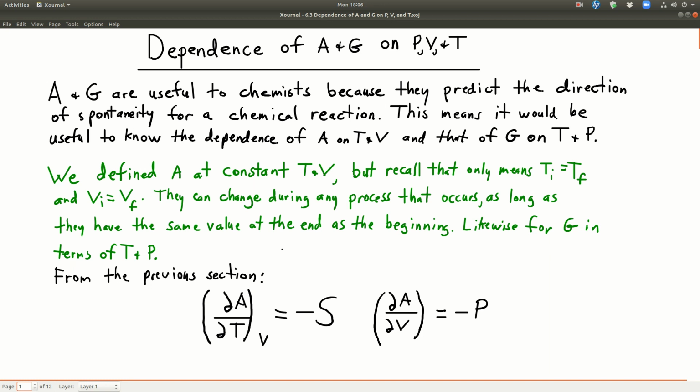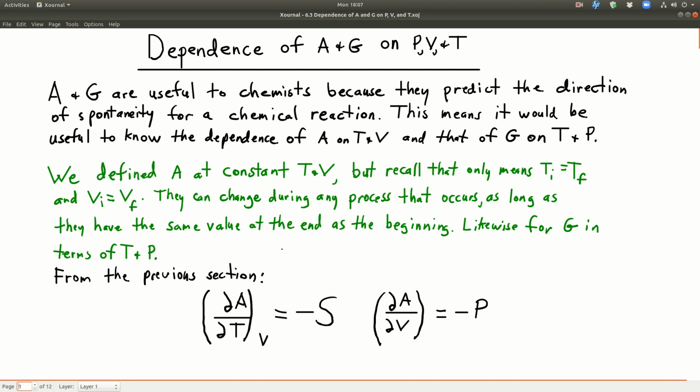Hi guys, this is section 6.3 where we talk about how Helmholtz energy and Gibbs energy depend upon pressure, volume, and temperature. We defined Helmholtz energy A at constant temperature and volume, and Gibbs energy G at constant temperature and pressure. But that doesn't mean that the temperature has to stay constant for the whole process, and likewise for the volume or the pressure. It just means that the initial and final temperatures have to be the same, and for Helmholtz energy, the initial and final volumes, and for Gibbs energy, the initial and final pressures.